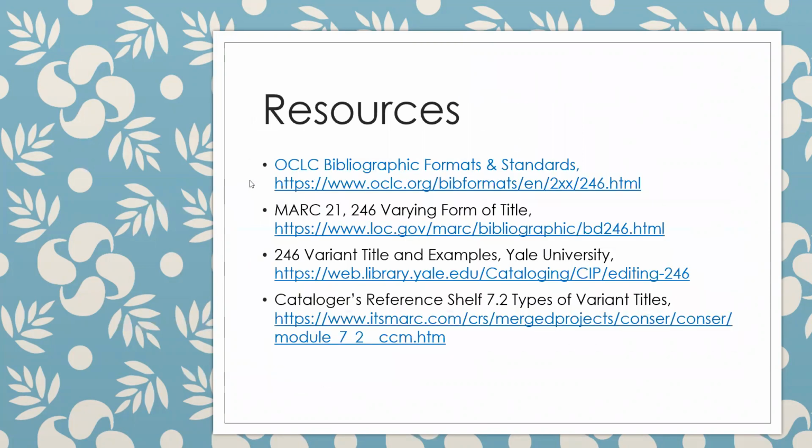Okay, so these are just some of the resources I used to create this presentation. OCLC Bibliographic Formats and Standards, and then MARC 21, 246 variant format title, and then the 246 variant title and examples from Yale University. They've got a lot more examples on their website. I really like to use their website, so if you have time, you can go check that out. And then also the Catalogers Reference Shelf, 7.2 types of variant titles.